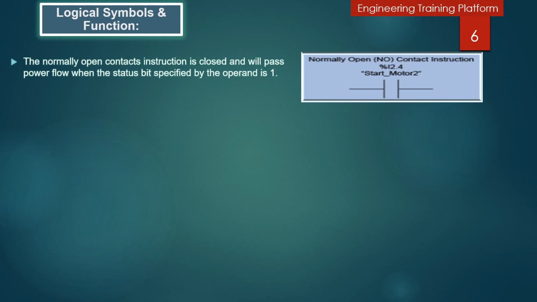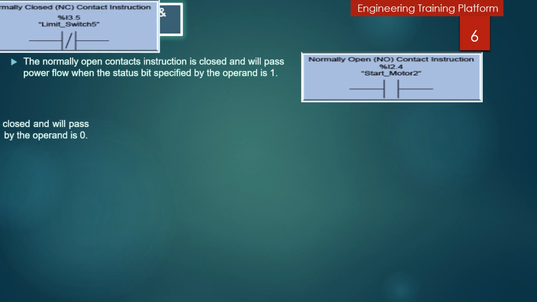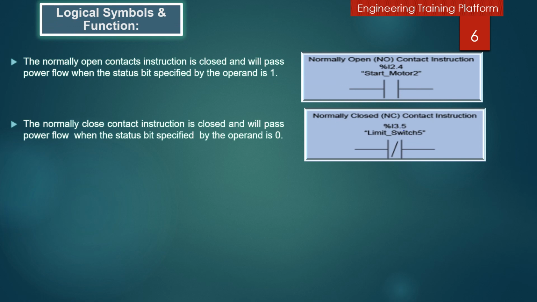We are going to discuss logical symbols and functions. These are instructions that follow simple rules. The normally open contact instruction is closed and will pass the power flow when the status bit specified by the operand is 1. The normally closed contact instruction is closed and will pass power flow when the status bit specified by the operand is 0.